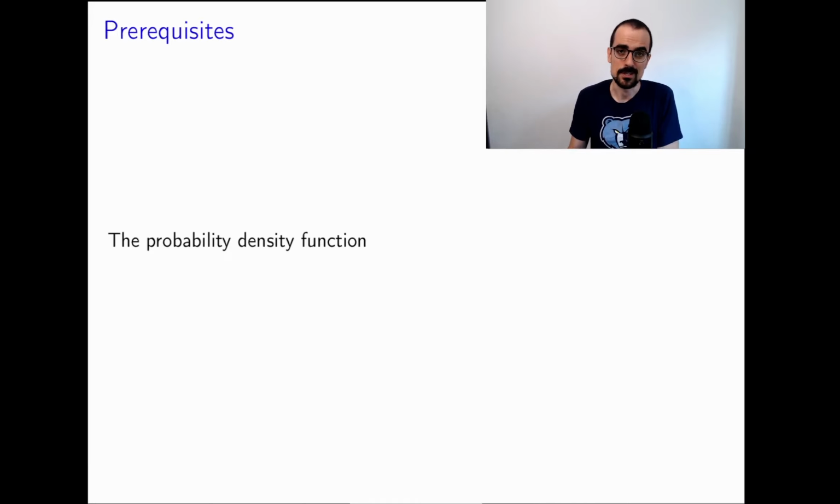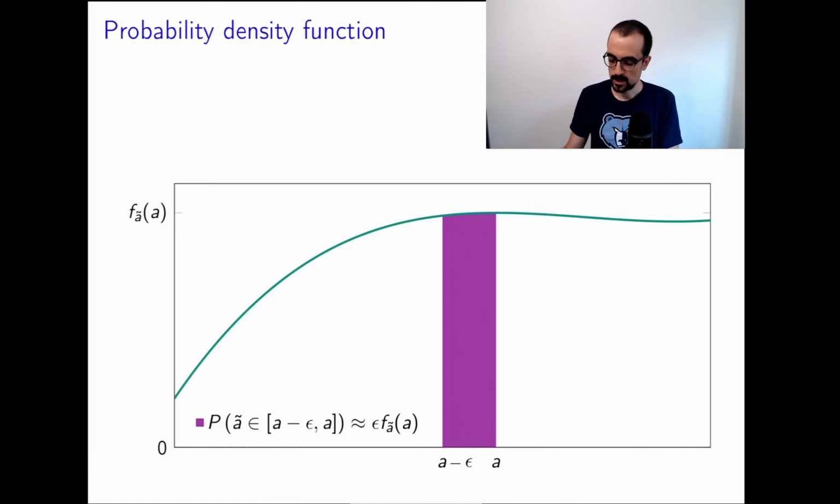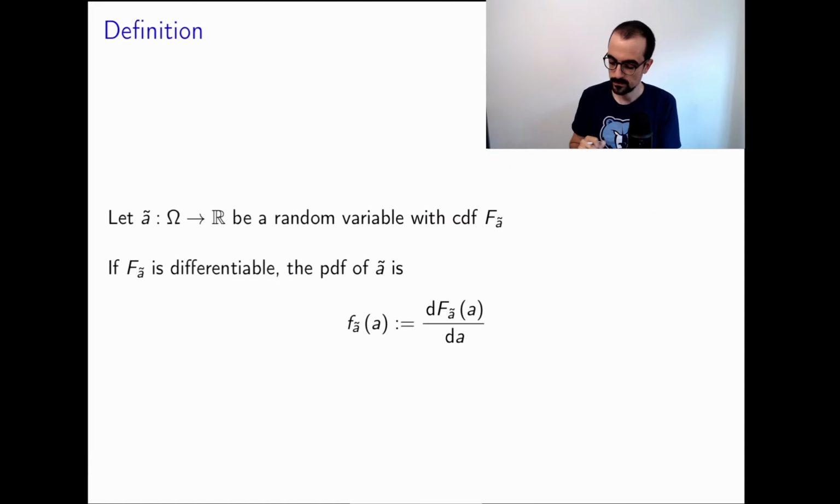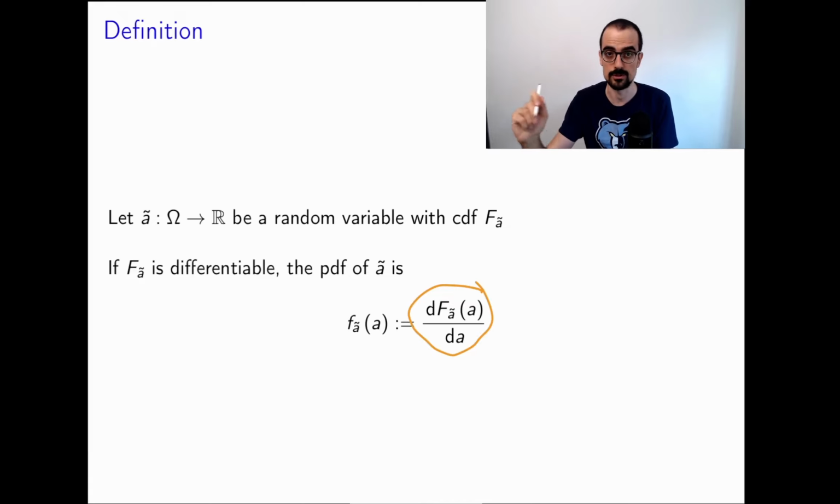The prerequisites for this material are mostly the probability density function. You better know what it is because we're estimating it from data. Remember that the probability density function tells us locally what's going on: in an interval of length epsilon, where epsilon goes to 0, the probability density times epsilon would give you the probability that the random variable is there. And the definition is that it's the derivative of the CDF, the cumulative distribution function.